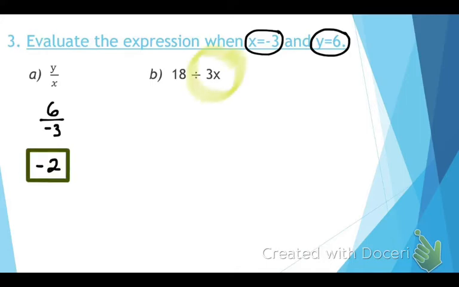When I have 3 next to a letter, does that mean 3 plus x, 3 minus x, 3 times x, or 3 divided by x? 3 times x. So we're going to remember that as we plug these numbers in. Gabe, help me. What should I do first?